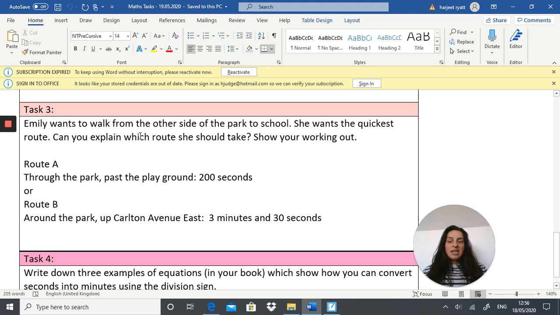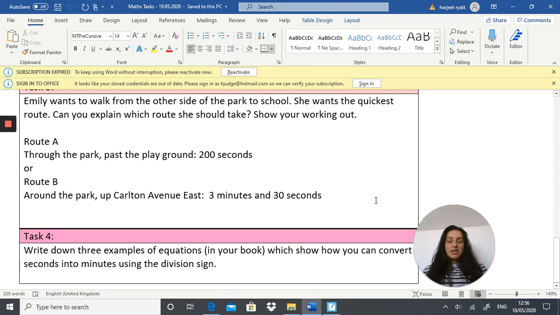So here's task 3. Emily wants to walk from the other side of the park to school. She wants the quickest route. Can you explain which route she should take? Show your working out. So route A is through the park, past the playground, which takes 200 seconds, or is it route B, which is around the park, up Carlton Avenue East, which takes 3 minutes and 30 seconds. So you need to tell her which time is the quickest.